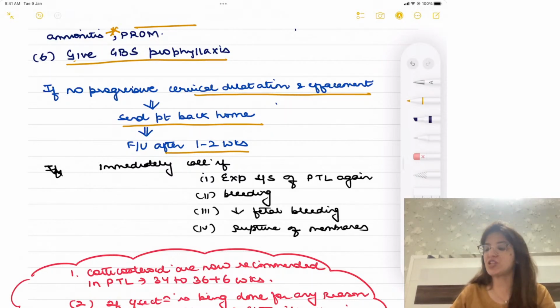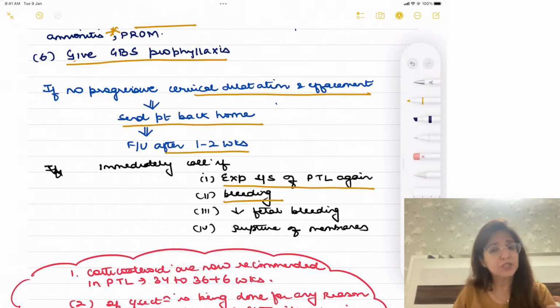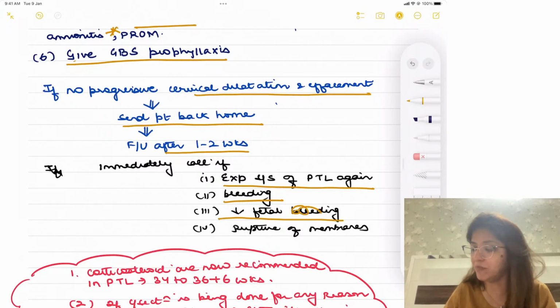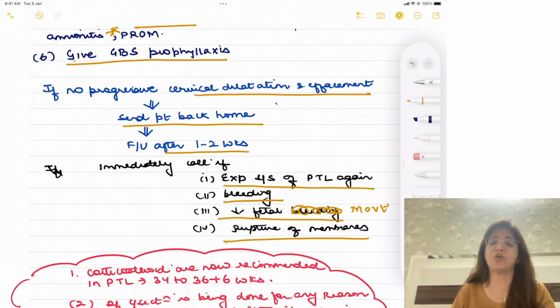For example, if she experiences signs or symptoms of preterm labor again, she should immediately come back to you. Or if she experiences any bleeding, she shouldn't wait for 1 to 2 weeks. She should immediately come back to you. If she has decreased fetal movements, she should immediately come back to you. Or if the membranes rupture, then she shouldn't be waiting for 1 to 2 weeks. She should immediately come back to you.